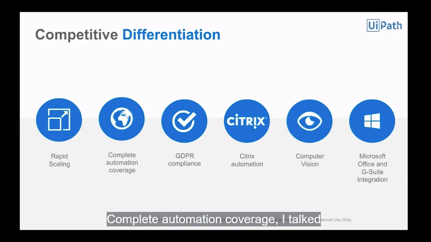Complete automation coverage. I talked earlier about the fact that we have both attended and unattended robots. Many of our competitors only offer one form of robot. They can do attended or unattended. They're unable to do both. It's a unique differentiator that our platform can support both use cases for customers.